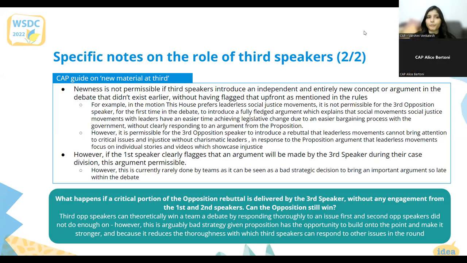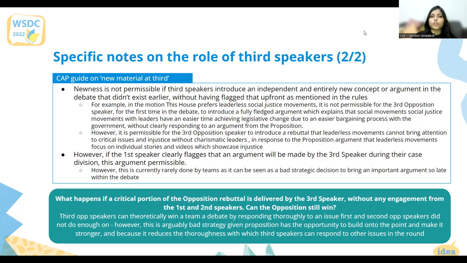Obviously, the little green box at the bottom: what happens if a critical portion of the opposition rebuttal is delivered by third op without any engagement from first and second? Can op still win the debate? The answer is yes, op can theoretically win by responding thoroughly to an issue that their first and second speakers did not respond to, or did not respond to enough. This is arguably bad strategy, however, given prop has the opportunity to build onto the point and make it stronger, which will make it hard for third to conclusively respond to that point, and because it reduces the thoroughness with which a third speaker can respond to other issues in the round.